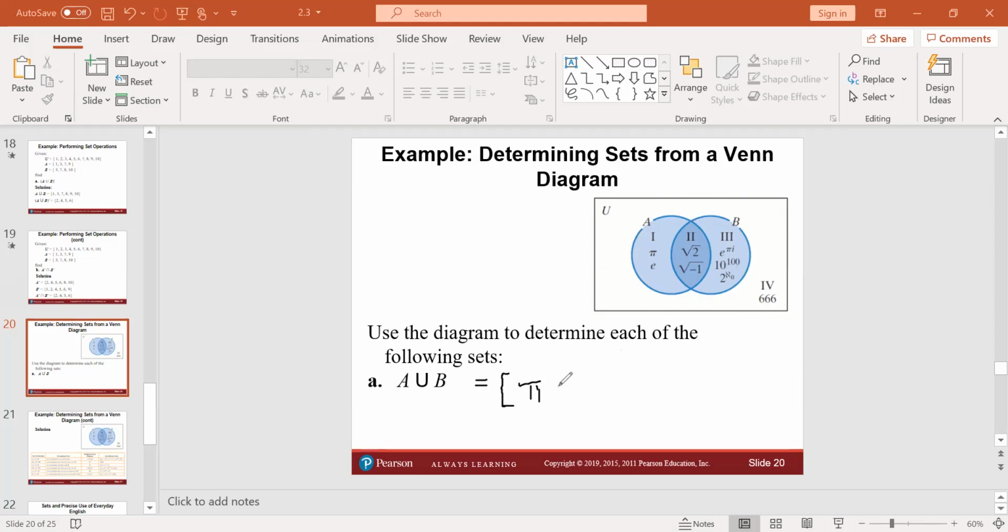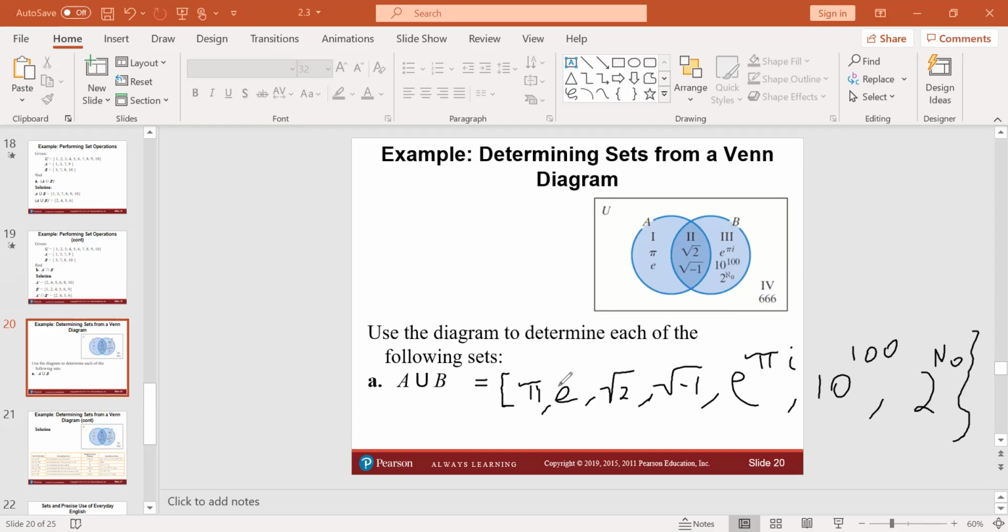So pi, e, which is actually the constant e, root 2, square root of -1, which we're going to later learn is called i, this thing, e to the pi i, 10 to the 100th power, which is a really large number, and then 2 to the NO power. That's something we glossed over, but just think of it as an object for now. That is going to be my set A union B, just from the Venn diagram.